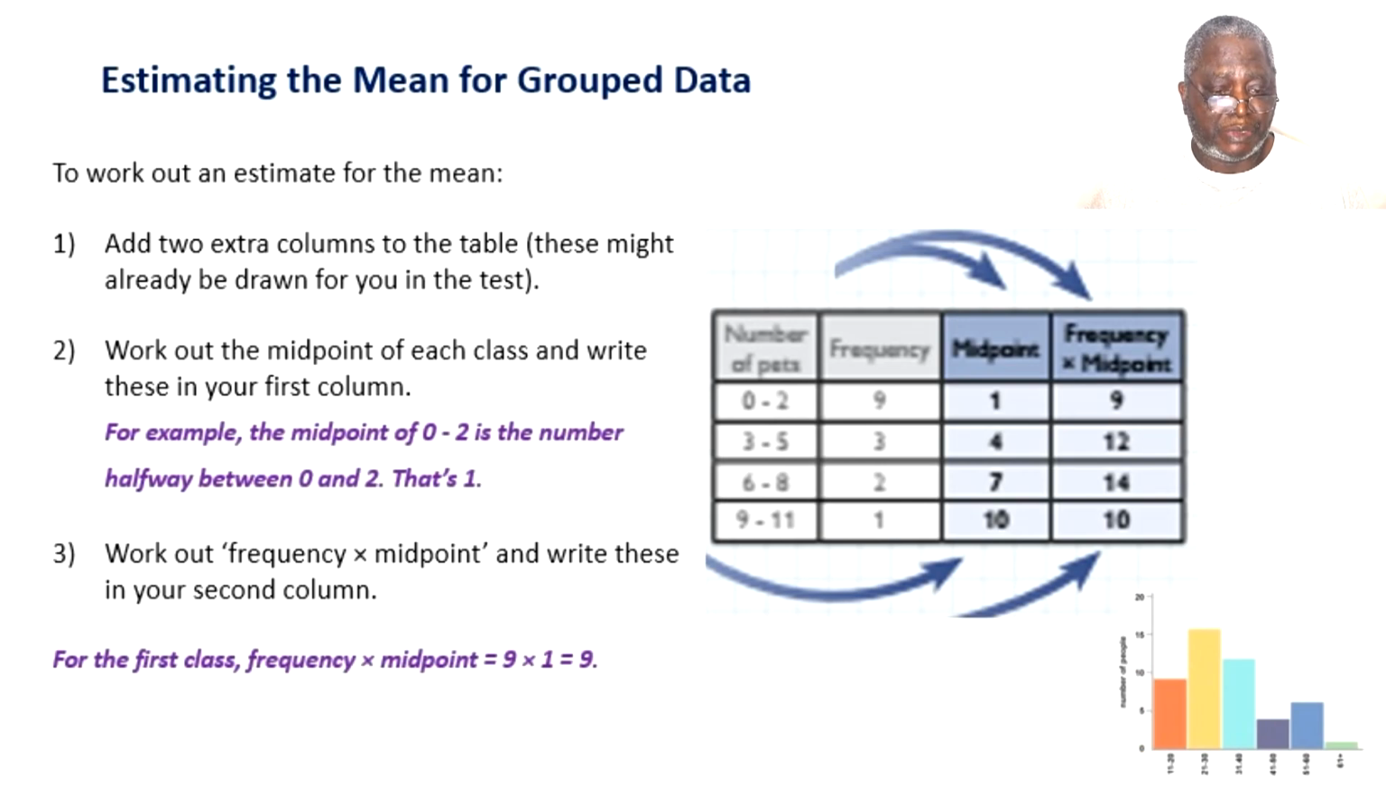To work out an estimate for the mean, first of all, add 2 extra columns to the table, and these might already be done for you in the exam. If you look at the arrows there, the additional columns are the midpoints and the frequency times midpoint. That is where you multiply the midpoint by the frequency. For example, the midpoint of 0 to 2 is the number halfway between 0 and 2, which is 1.